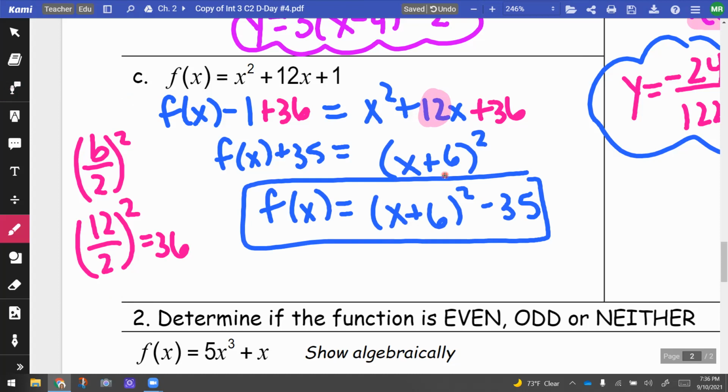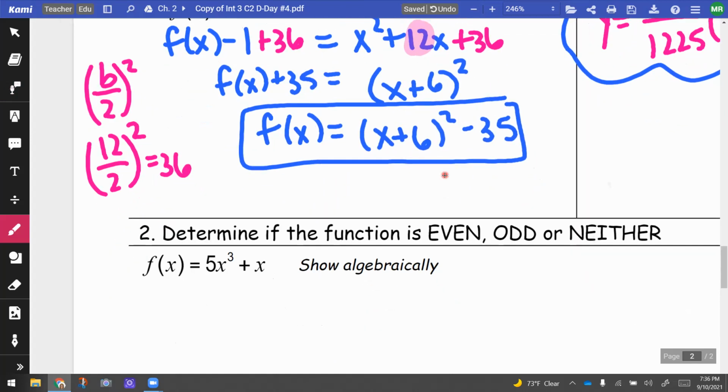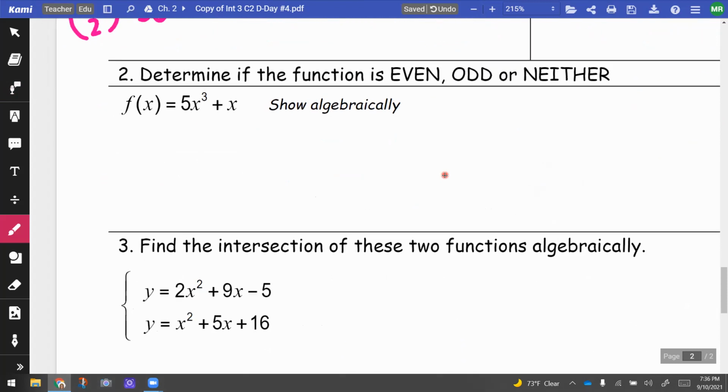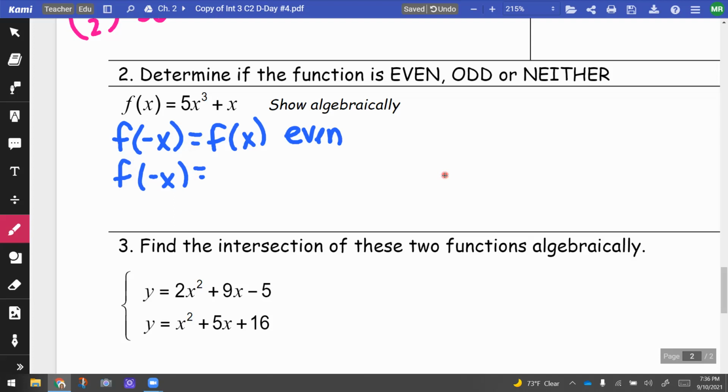Number 2, at the bottom here, determine if the function is even, odd, or neither. So to do this algebraically, I basically want the following to be true. If I put in a negative x and I get the same as plain old positive f of x, then this is going to be even. If I put in my negative x and I don't get f of x, but I get the opposite of it, that's going to be odd. And if neither happens, then it's neither.